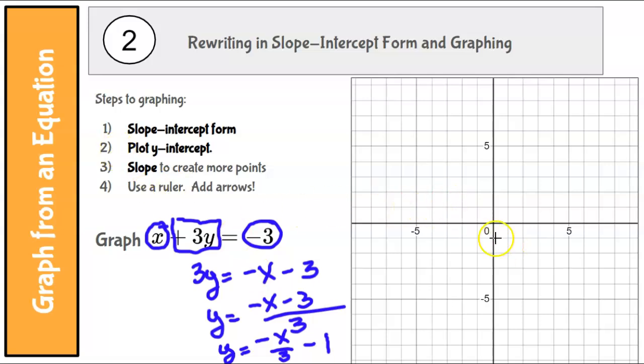Plot the y-intercept, got that, negative 1 from here. Use the slope to create more points. So I'm going to put an understood 1 right here. This is my rise, this is my run, so I'm going to run 3, 1, 2, 3, and I'm going to rise 1, except I'm going to sink because it's negative. Again! 1, 2, 3, sink 1. If it's a positive, you would go up instead of down. And then I'm going to draw my line.